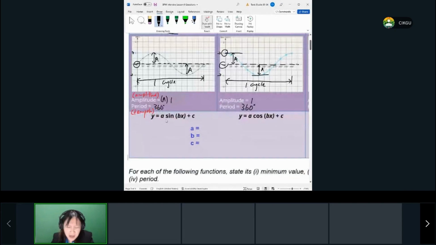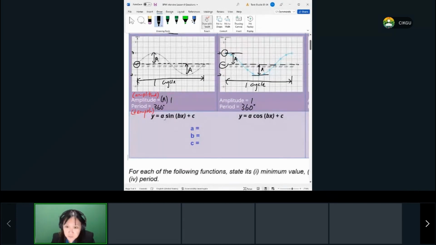Tangent, hold on first. I want to get into these two. Very important. This one I almost can guarantee they will ask, because even in past year papers, every time they ask about trigo graphs, this one sure comes out. So what is this about?